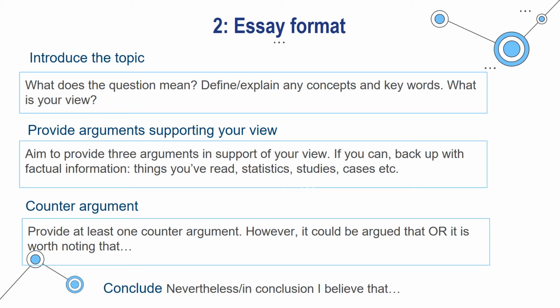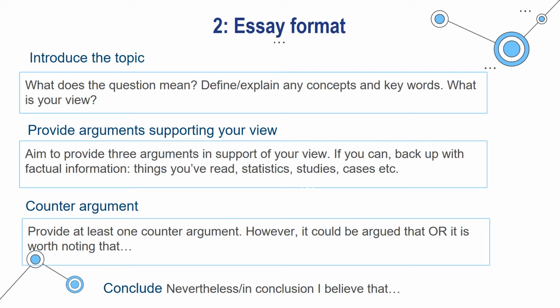So I've said aim to provide 3 arguments. Let's aim for that in support of your view. If you feel confident with the topical area, then try and back up with factual information. So things you've read, statistics, studies, or cases or laws. You need to provide at least one counter argument.